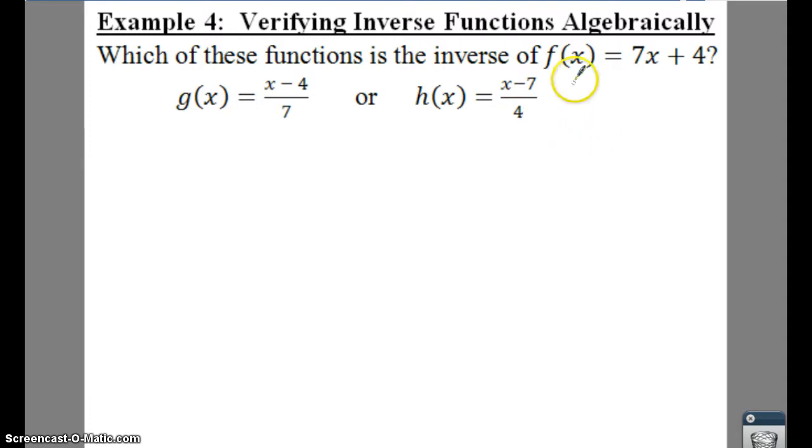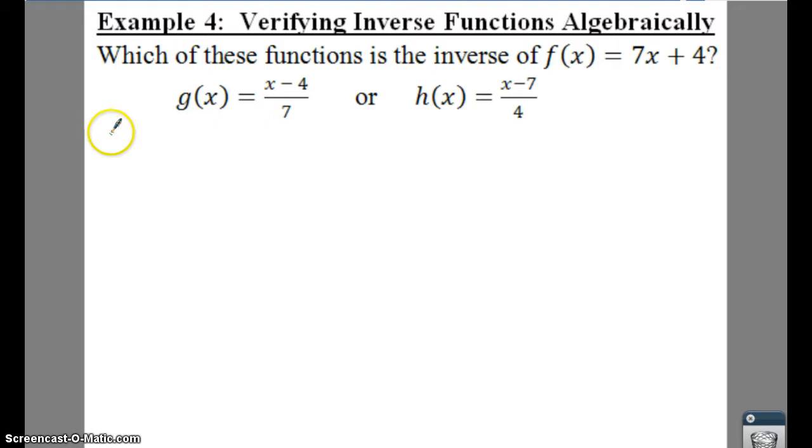Another thing you could do, which is kind of similar to example 2, is find it informally. Well, if you're adding 4 here, you probably need to be subtracting 4 here. And if you're multiplying by 7, you should probably be dividing by 7. So I kind of have an idea it's this one first, but in order to just satisfy the question, we should probably verify them algebraically.